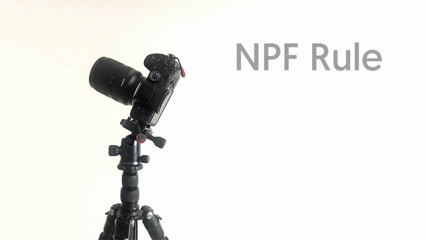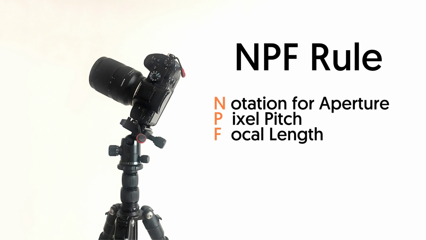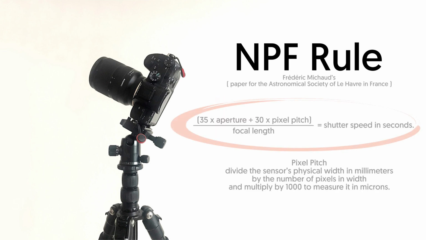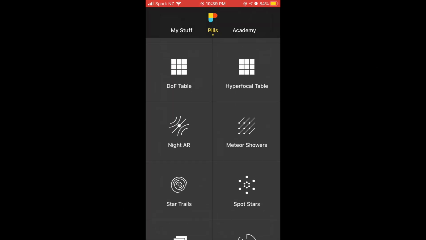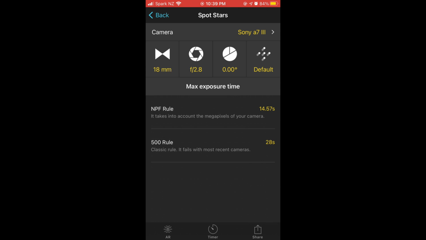There is another method to set the exposure, and that is by using the NPF rule, where N stands for notation for aperture, P for pixel density or pixel pitch, and F for focal length. It follows this certain formula. I personally haven't used the NPF rule yet, but a mobile app called PhotoFields offers an NPF calculator built into it. Apparently, NPF tends to give you shorter exposure than the 500 rule.